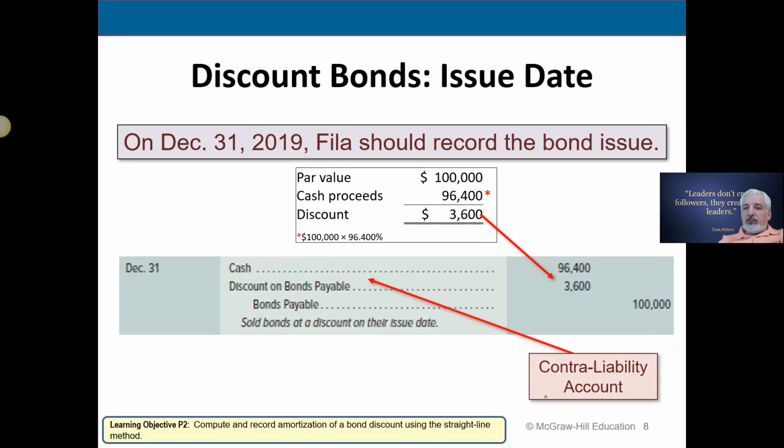Well, we only got $96,400 in cash, but we have a $100,000 bond payable or liability to record. The difference is $3,600, a contra liability account, an offset to the bond. So we'll show bond payable $100,000, and then we'll show discount on bond payable $3,600 for a net book value of this bond of $96,400. Now, eventually that $3,600 will go away. By the time the bond matures, that discount will go to zero, and we'll write the check for $100,000 and pay it all back.